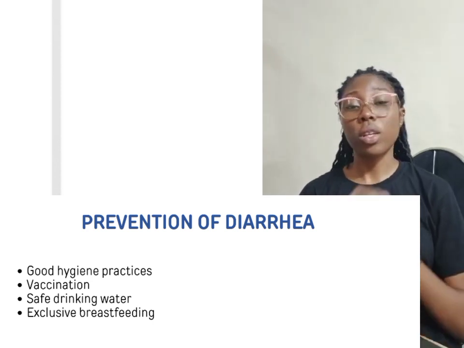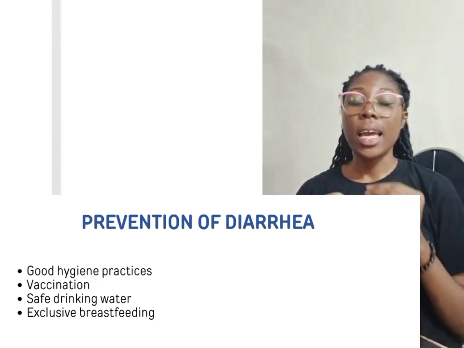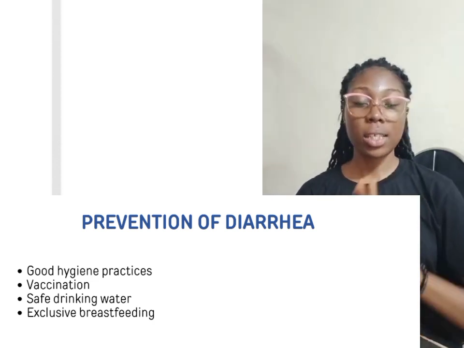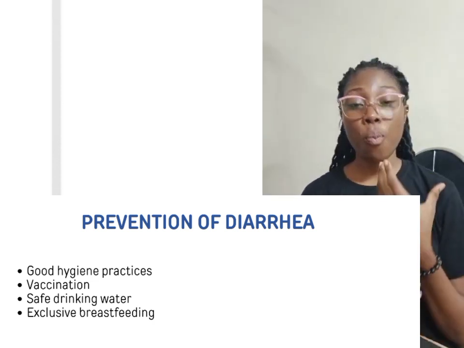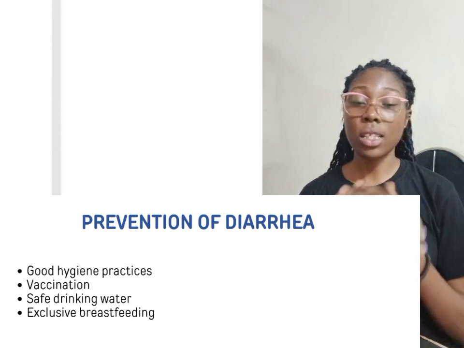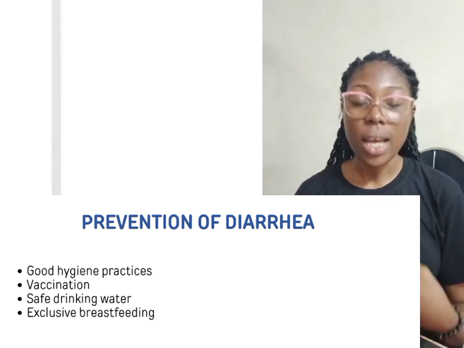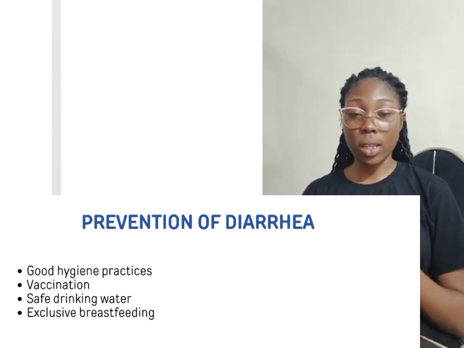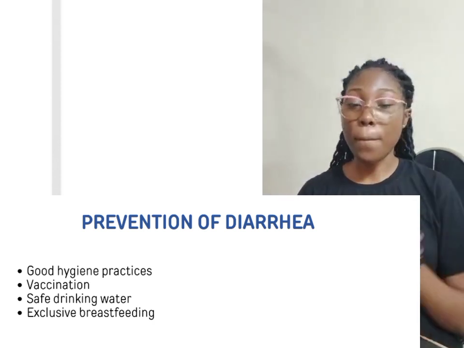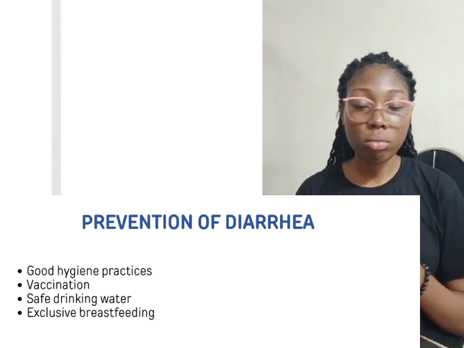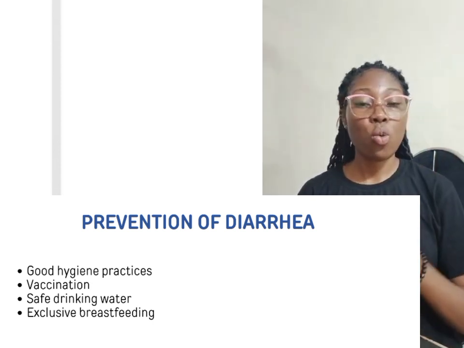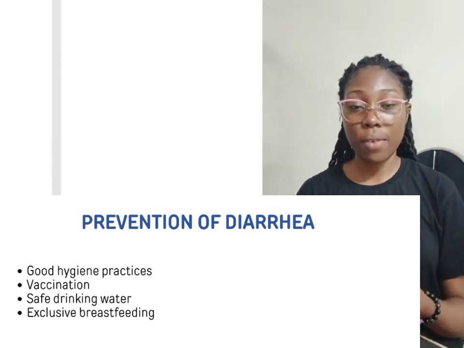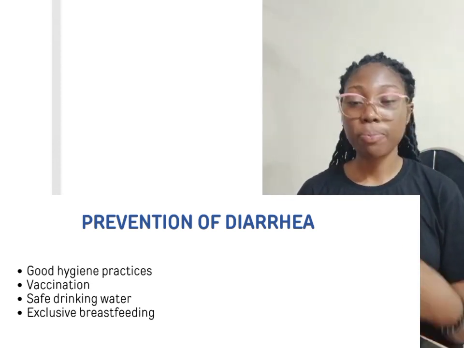Next, we are going to be talking about safe drinking water. If the caregivers live in an area where they can't have potable water or water that is suitable enough for drinking, they could use the various methods of sterilizing water: filtration, boiling, chlorination, and so on. So we're just going to educate the caregivers on this aspect.